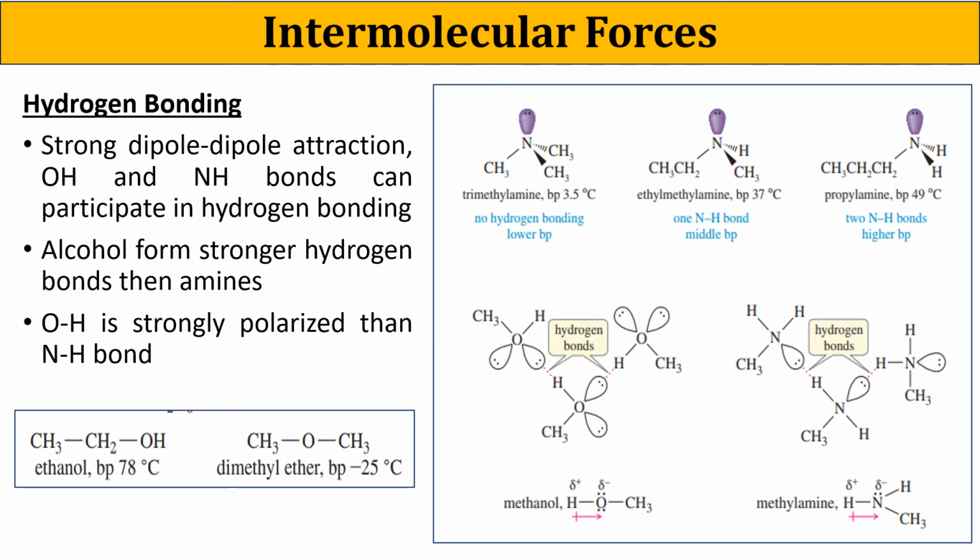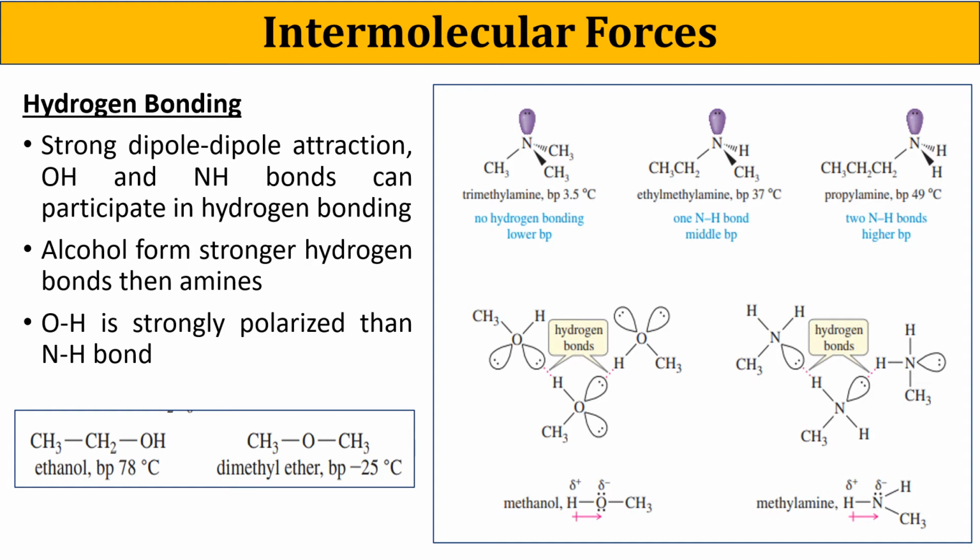Organic molecules must have an F-H, O-H, or N-H bond to be able to form a hydrogen bond, with the hydrogen directly attached. The hydrogen from one molecule is strongly attracted to a lone pair of electrons on the oxygen of another molecule. So hydrogen bonding has strong dipole-dipole attraction; O-H and N-H bonds can participate in hydrogen bonding.